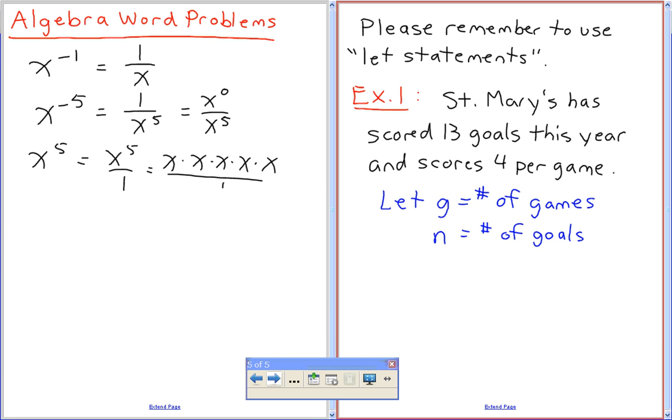13 games after they beat CBI, boo, 13-0 in the first game. Okay, we'll say that. They didn't have a hockey.